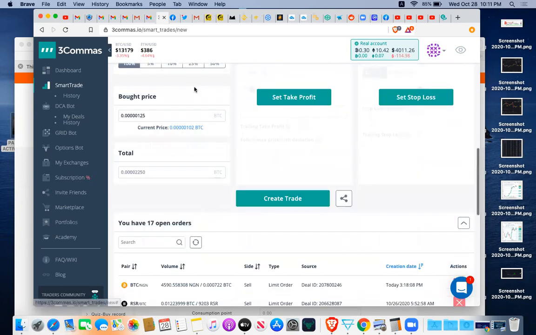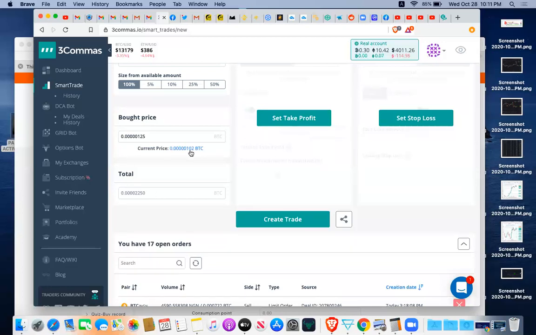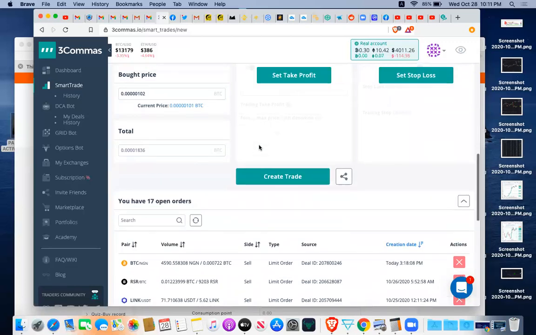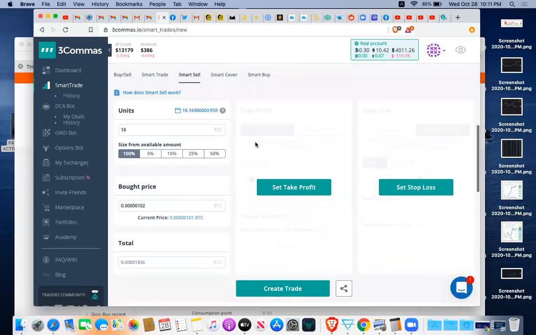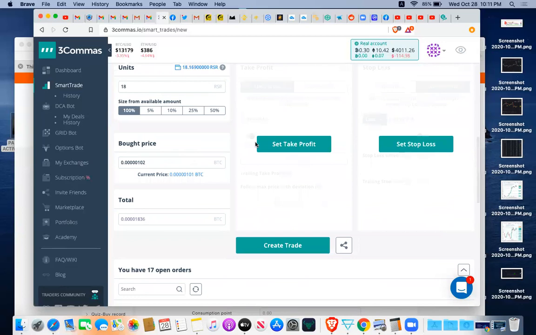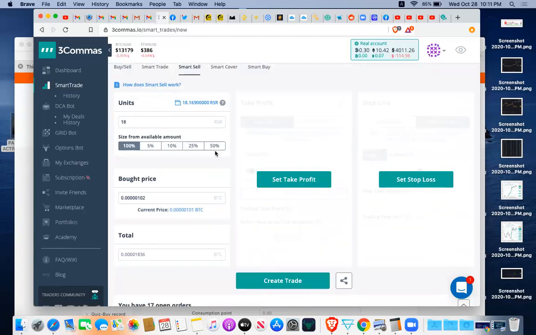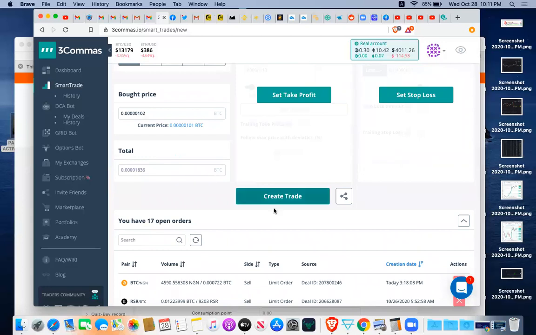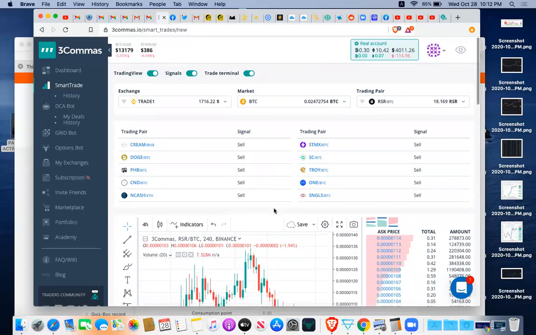At what rate? The current rate is this, but I can say, okay, maybe where to go here, or I can use the current rate and just say sell off everything for me. I don't even need to give any sell price here, then click create, then it sells off at market, as it were.